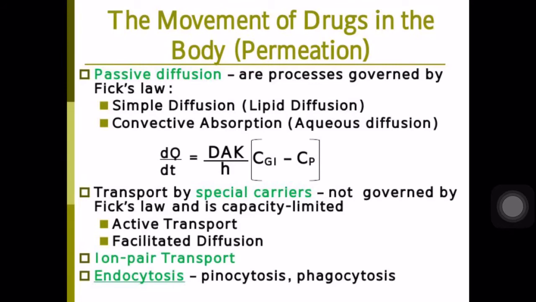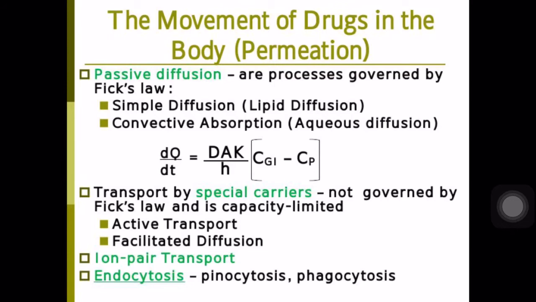Your transport by special carriers, kailangan nila ng magbubuhat dun sa drug or kailangan ma-attach ng drug dito sa carriers na ito. And then others, you have your ion pair transport, and then also you have your endocytosis, exocytosis, and phagocytosis na not so used transport mechanisms. So, ang main transport mechanisms are your passive diffusion, your facilitated diffusion, your convective absorption, and your active transport. So, those four.